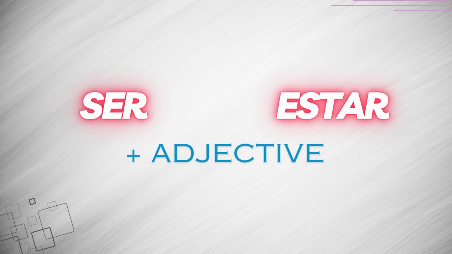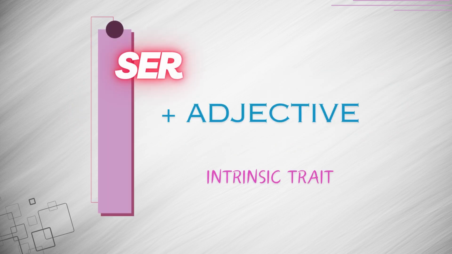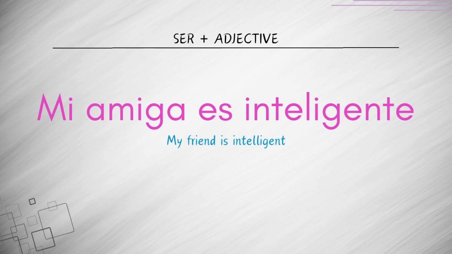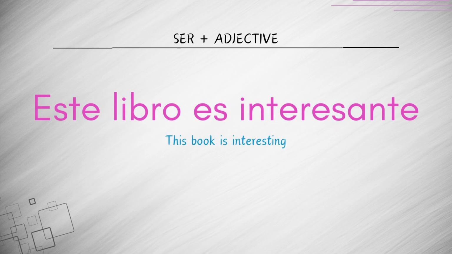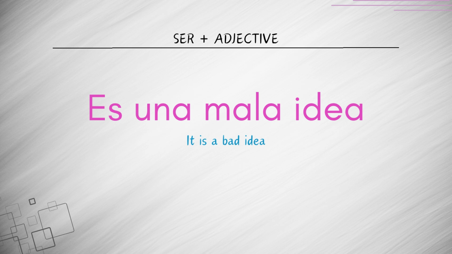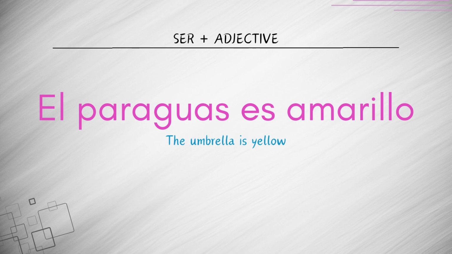Now, let's review how adjectives behave with both the verbo ser and the verbo estar. In general, adjectives that express an intrinsic trait are used with the verbo ser. The colors are usually used with it too, but not always, as it depends on the context and the sentence. Examples: Mi amiga es inteligente. My friend is intelligent. Este libro es interesante. This book is interesting. Es una mala idea. It is a bad idea. El paraguas es amarillo. The umbrella is yellow.